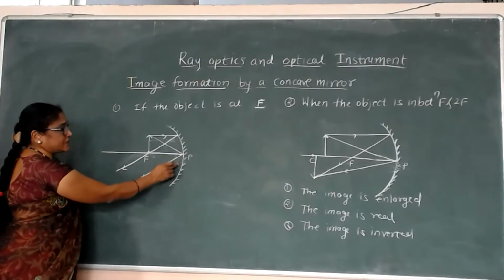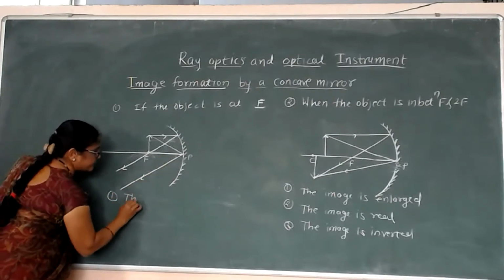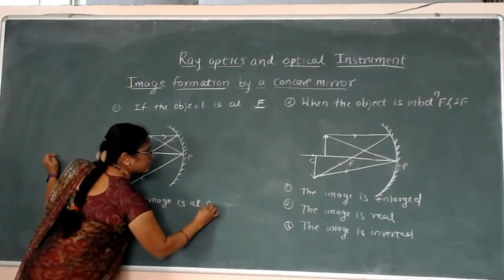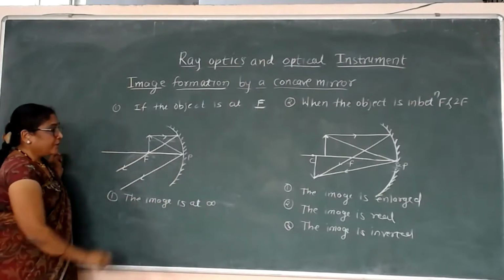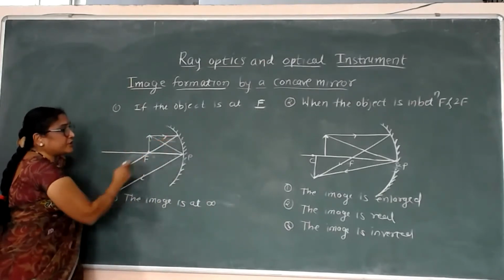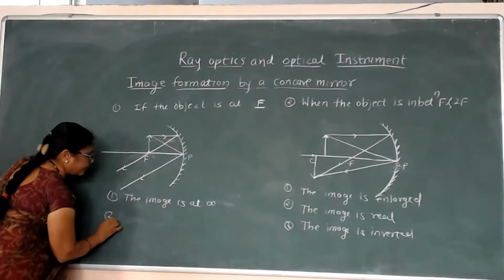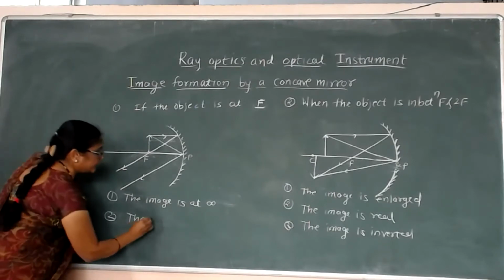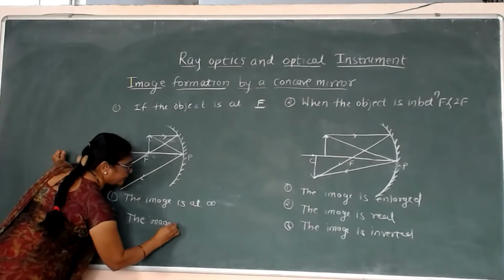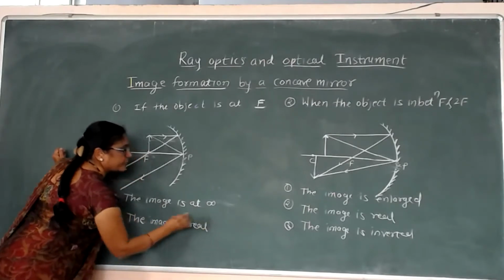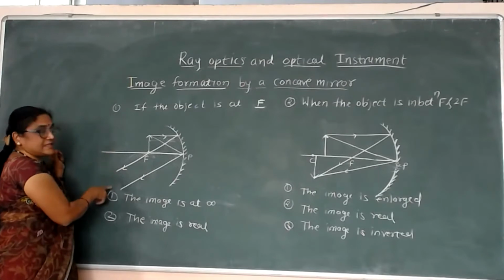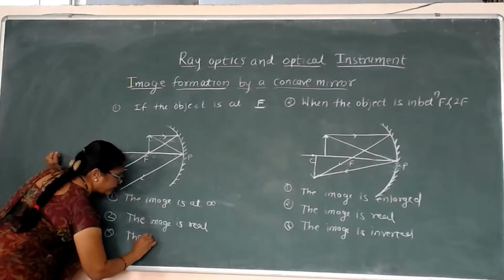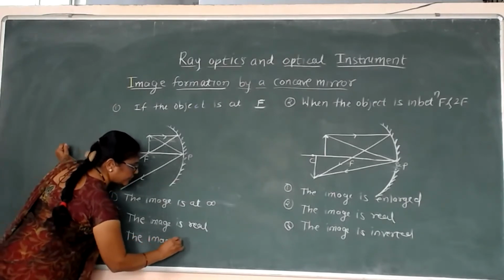So when we explain about this figure, first point, the image is at infinity. The image is found out due to the converging rays. So the image is real. At the same time, the image is inverted. So the third point, the image is inverted.